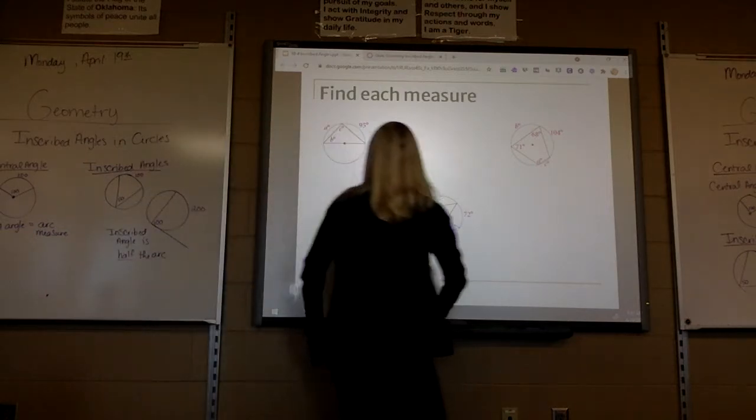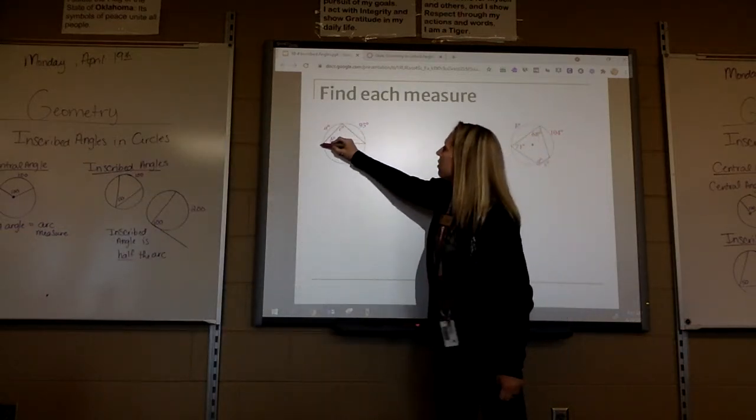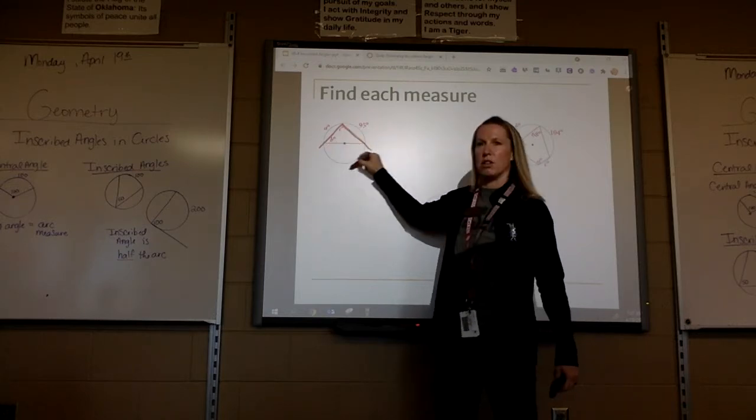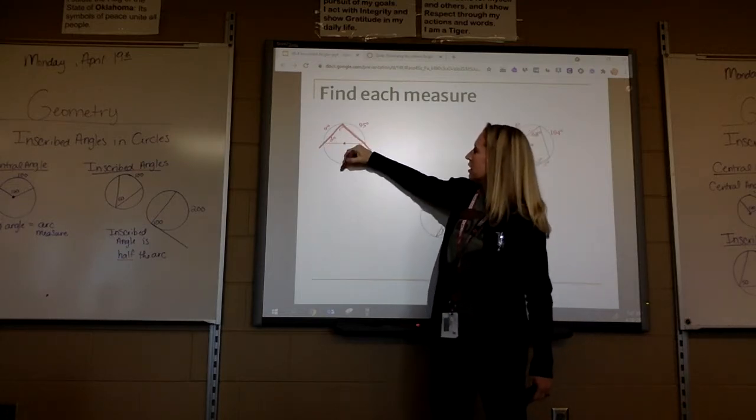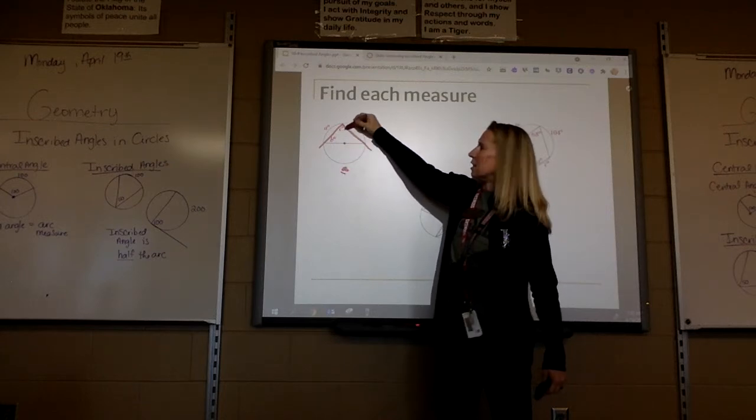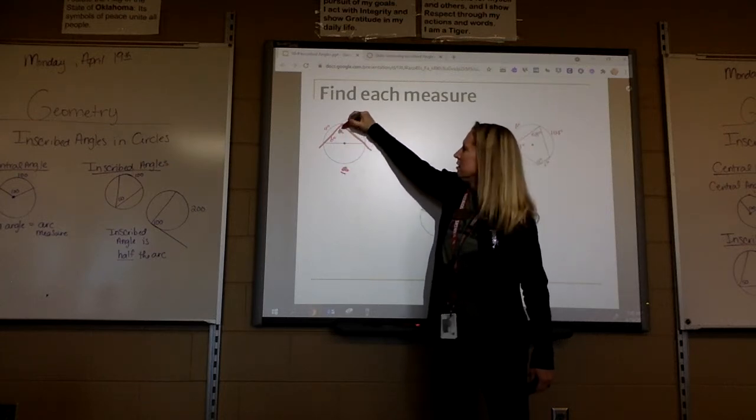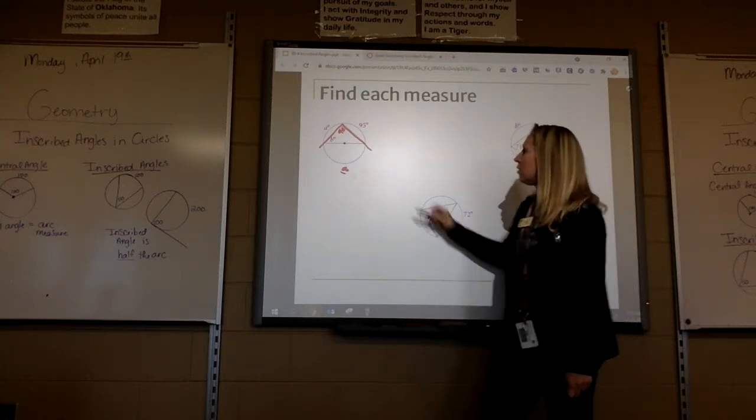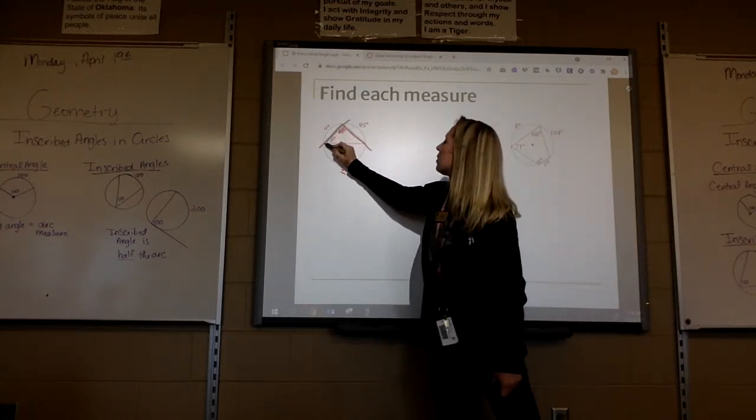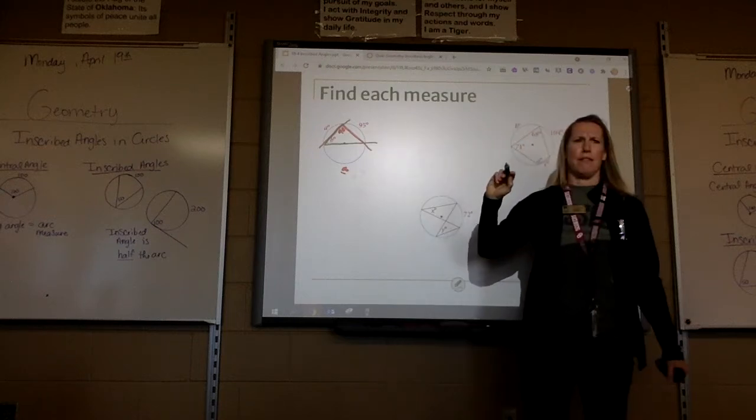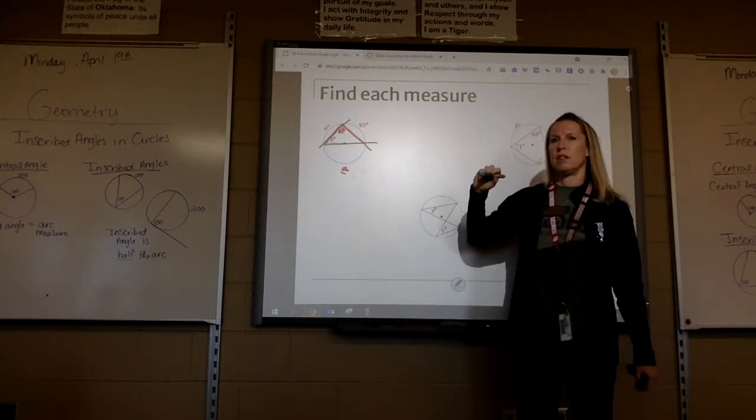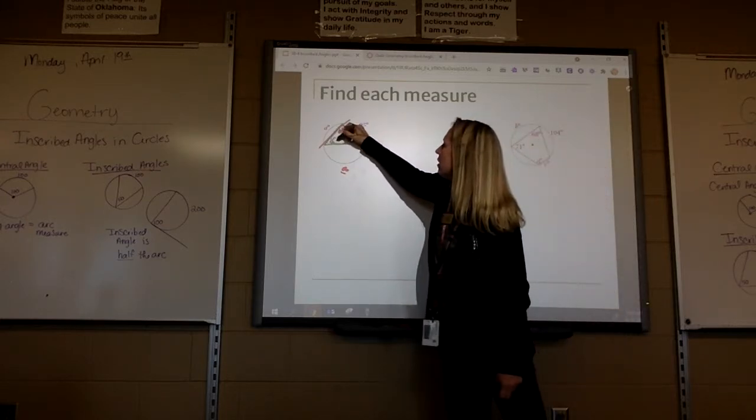First of all, let's look at this one. Do you guys see that angle C is inscribed in a semicircle? That's crazy. So this would be 180. What would angle C have to be? 90. I can find angle B because it goes with the 95. What's half of 95? That would be a decimal. 47.5.